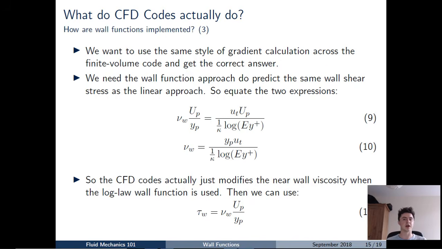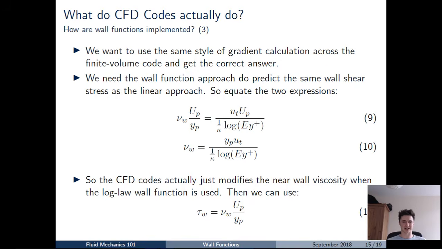And the way we do that is we equate those expressions for the linear profile and the logarithmic profile for the wall shear stress, as we can see in equation 9, and rearrange, and we get an expression for the wall viscosity. Now this is the viscosity that, if we used it in a linear expression, even though the gradient is actually non-linear, we would get the same wall shear stress.